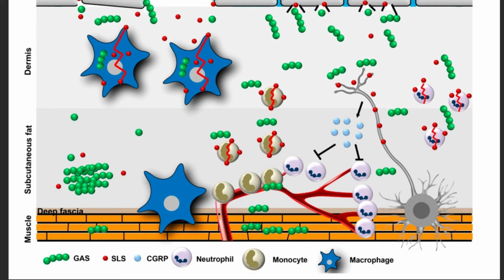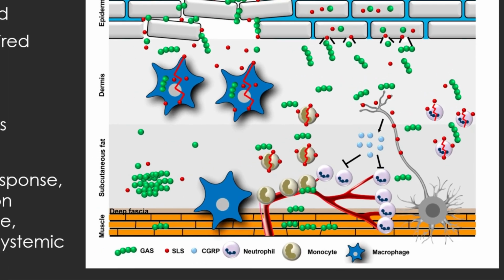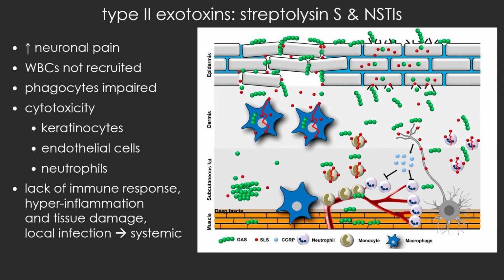And when they do, they start binding to neurons, and they shut down the inflammatory response, so they increase neuronal pain. The white blood cells are not recruited into the area. They impair the phagocytes locally, and they're incredibly cytotoxic to keratinocytes, endothelial cells, and neutrophils. And so this streptolysin S, because it's able to do all of these different things, shuts down the immune response, causes hyperinflammation and tissue damage, and it causes these terrible, terrible infections, which happen very, very quickly and can move systemically quickly.